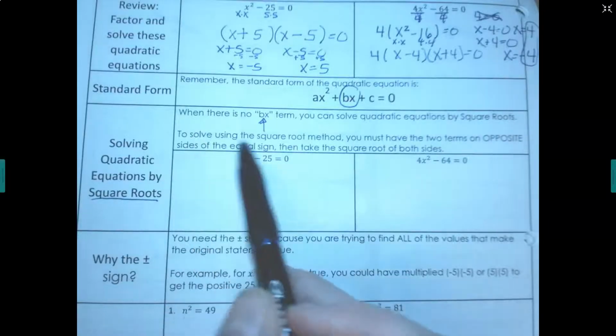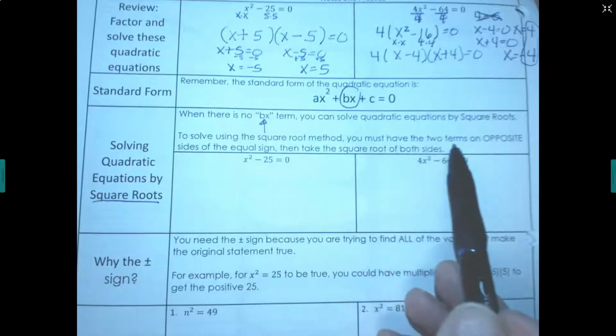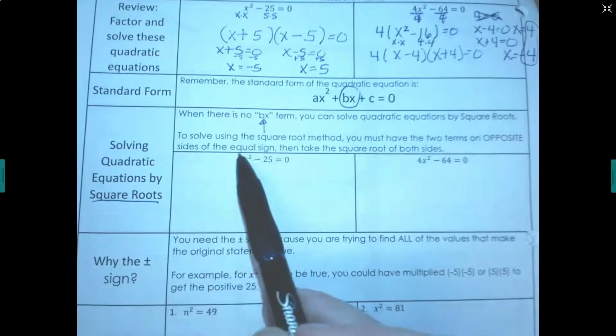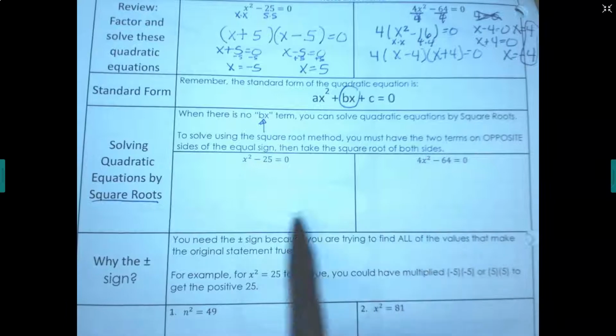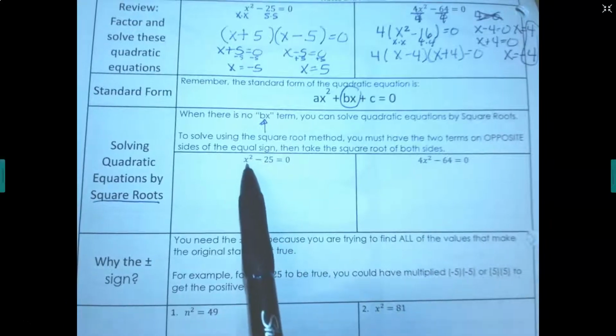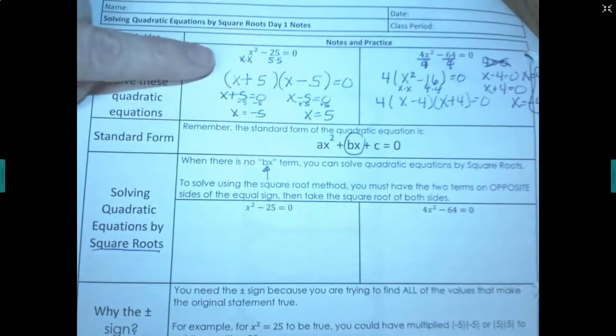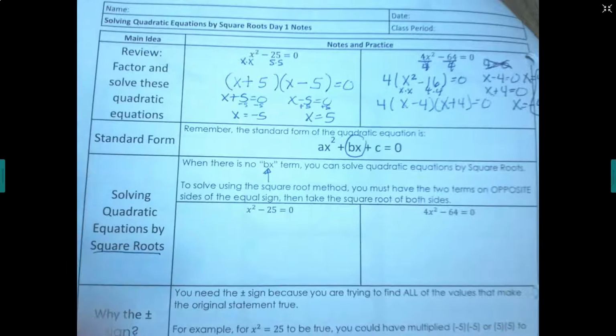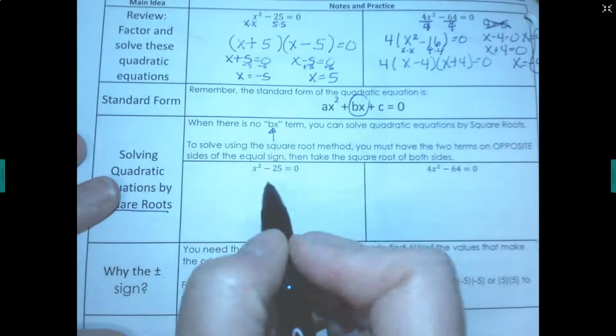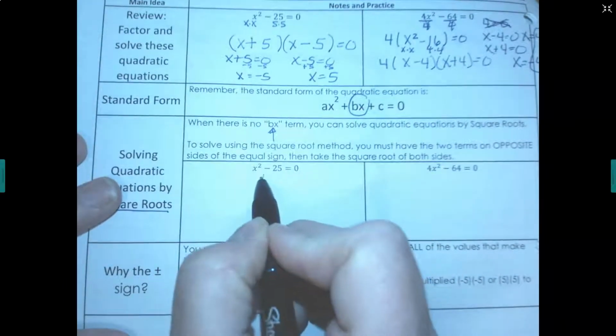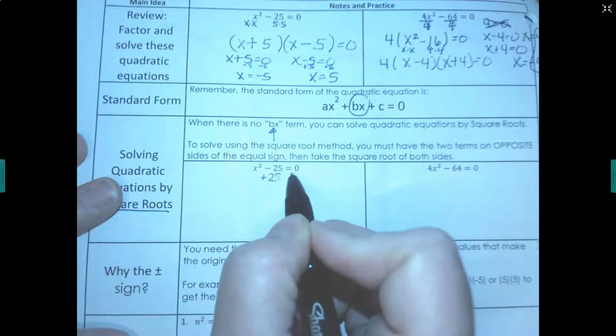To solve using the square root method, you must have the two terms on opposite sides of the equal sign and then take the square root of both sides. So what that's saying is whatever's being squared needs to be on one side and everything else has to be on the other. So this is the same problem that we factored and solved here, but I'm going to show you how to solve it by square roots. So we're going to isolate what's being squared, so we're going to add the 25 to both sides.